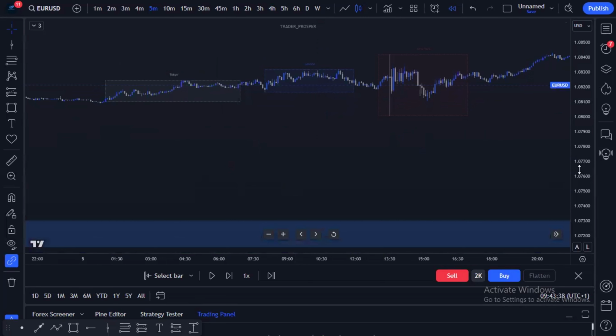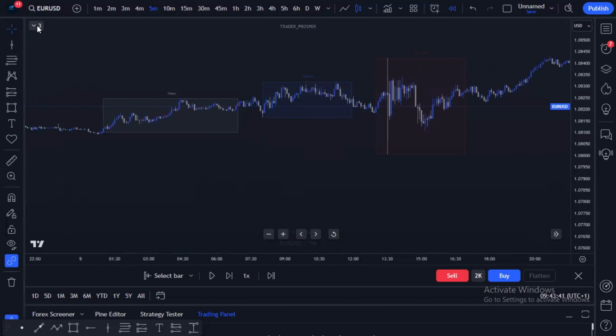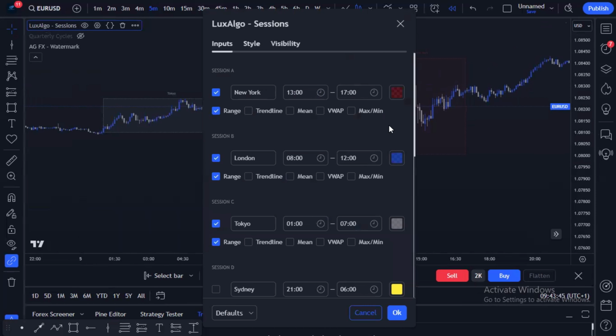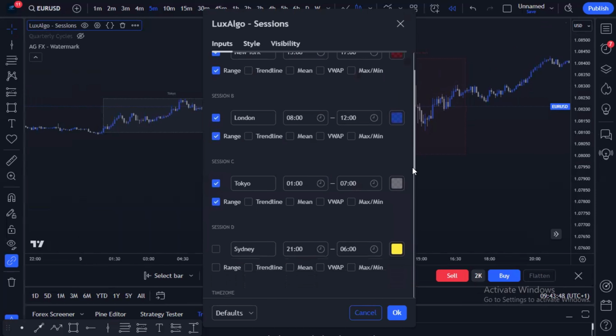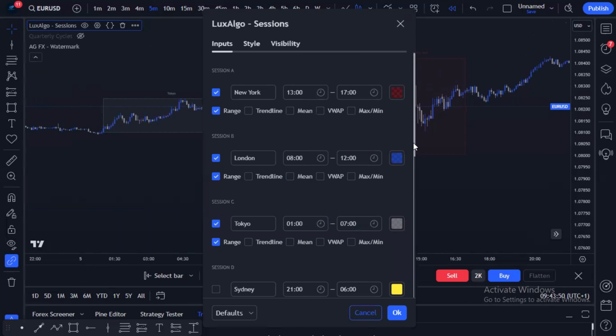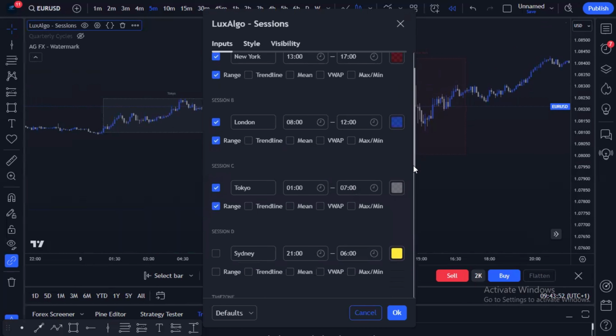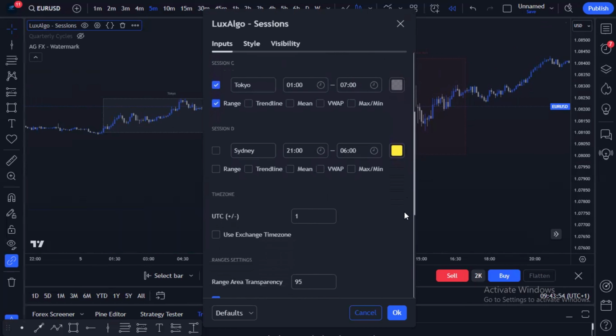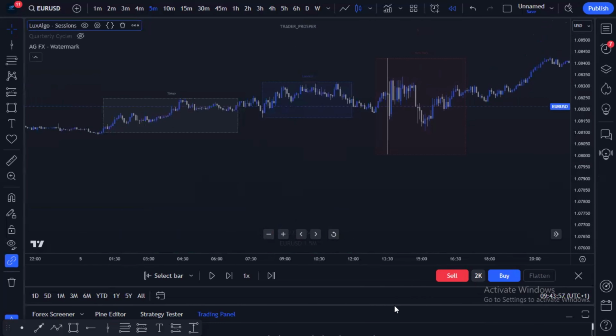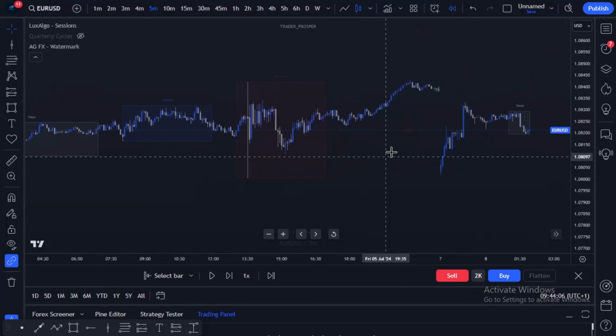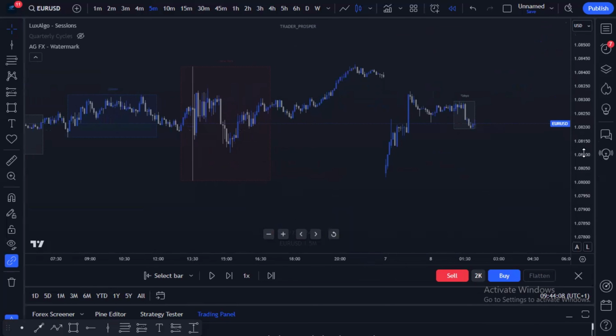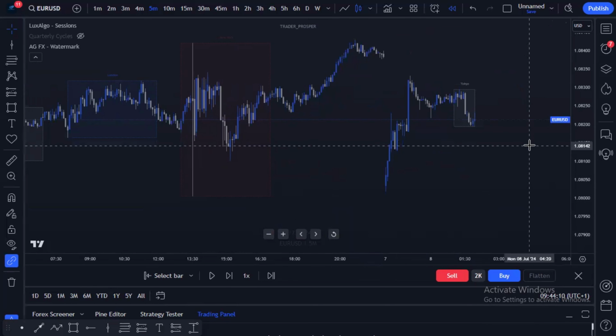Now, for my own setup, this is the indicator I use, Sessions by Luciago. In my previous video I showed the setup for that, so I'm just going to show it here again. Take a look at it, and if you want to take a screenshot, you can set it up on yours too. Now this is the Tokyo session. The one in gray is the Tokyo session, the one in blue is the London session, and the one in red is the New York session. So how can we possibly trade during these sessions?